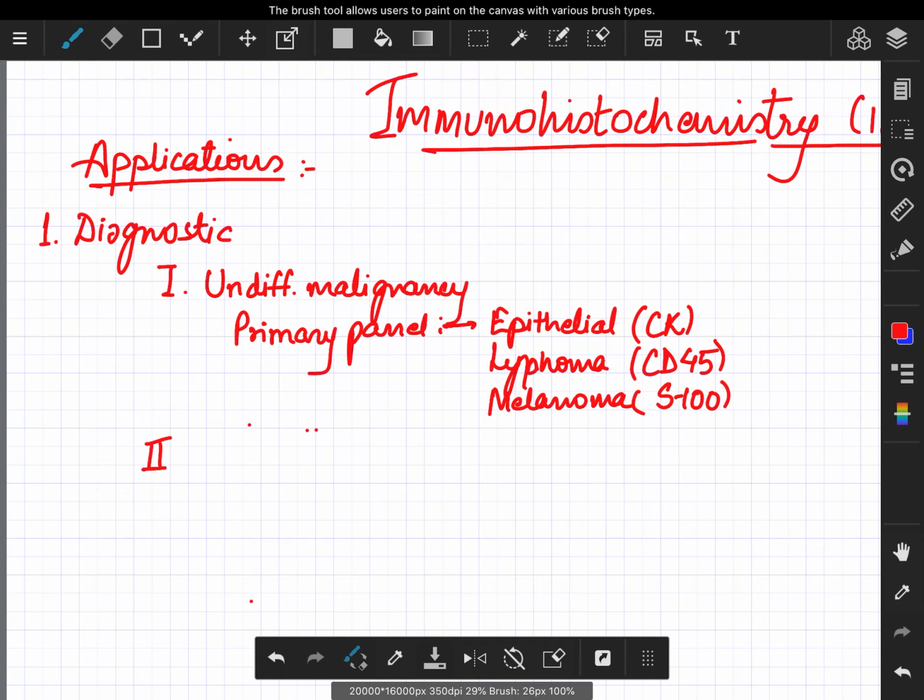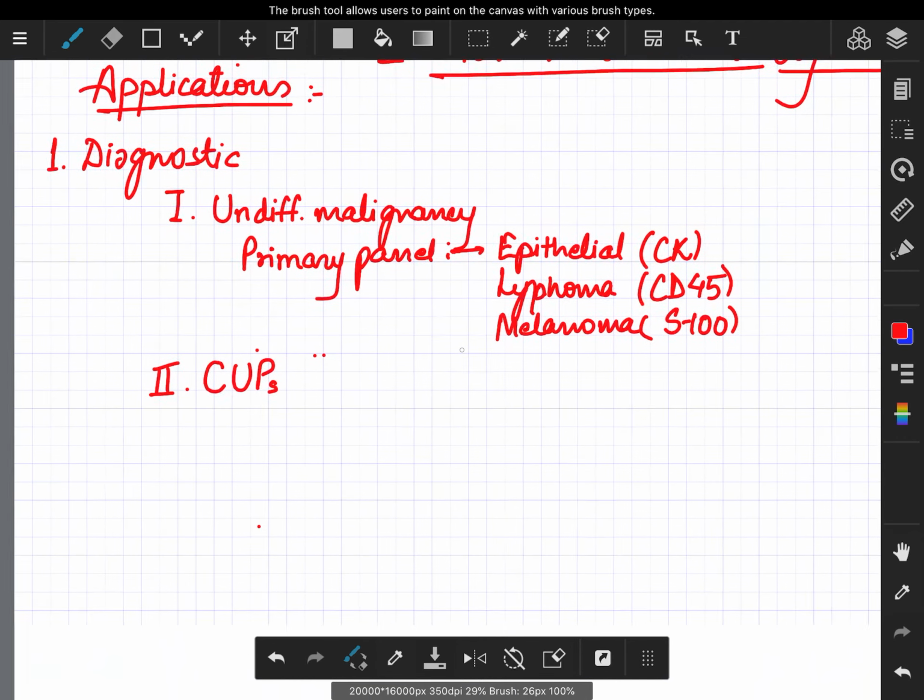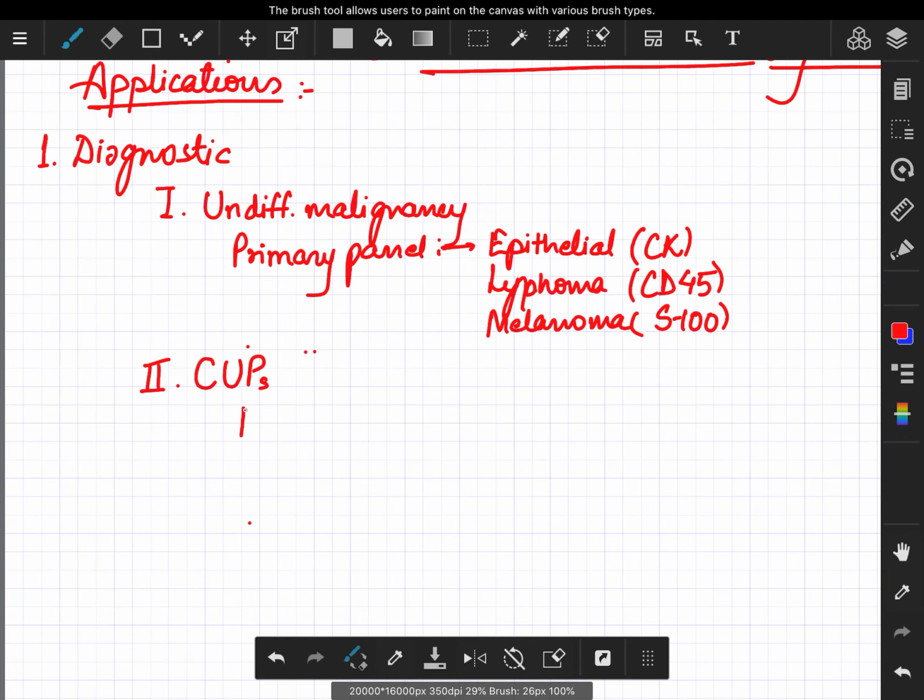The other uses include diagnosis of carcinoma of unknown primaries. For example, we'll be putting a panel on the tissue under question depending on what all areas we suspect. So suppose we have a proven case of carcinoma in which pancytokeratin is positive. What markers will you put to determine the lineage?